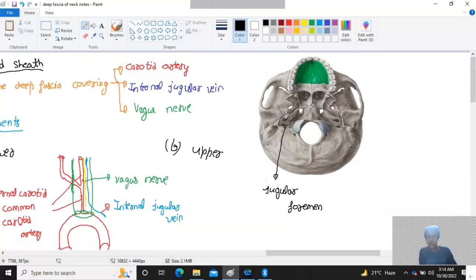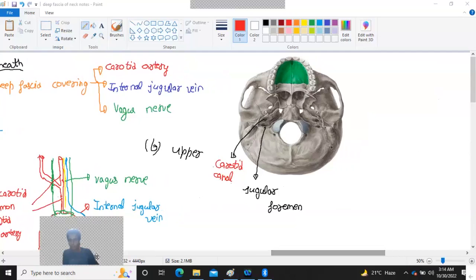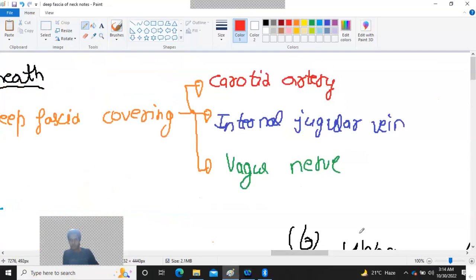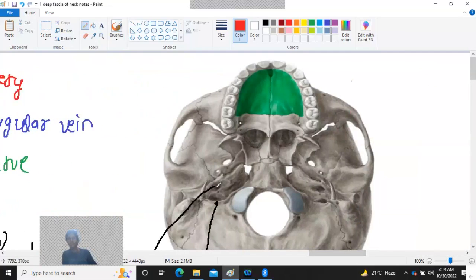And there is one more opening called the carotid foramen, the carotid canal. Done. So these are the two openings here. You can write here: carotid canal for the carotid artery. These are the two things. We can zoom in for this moment. So these are the two openings.